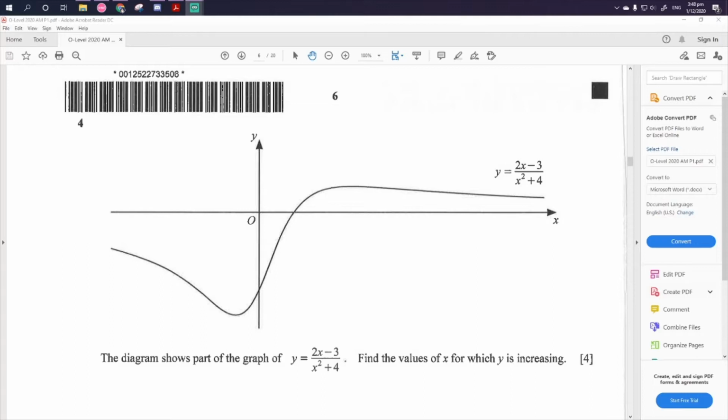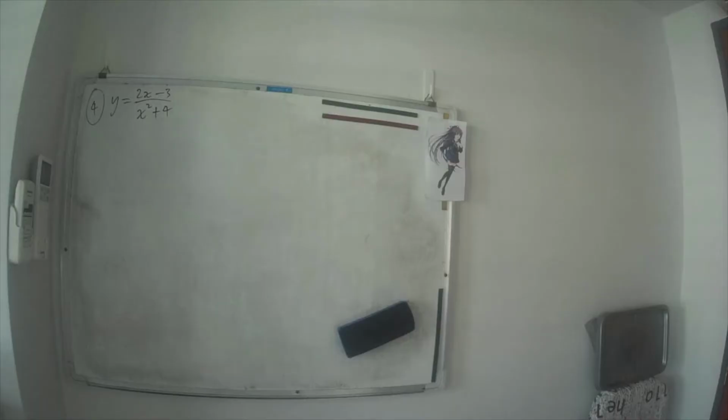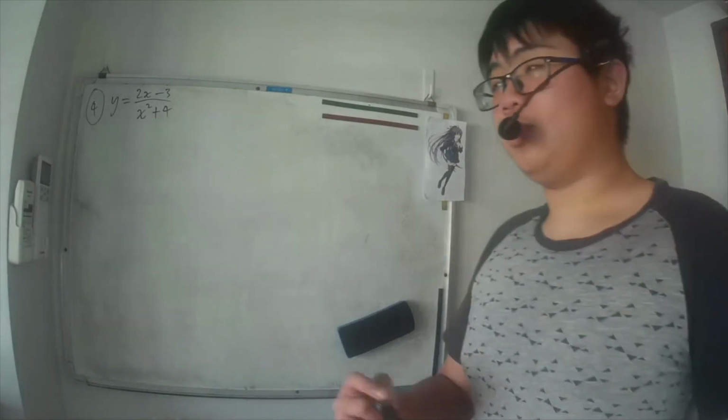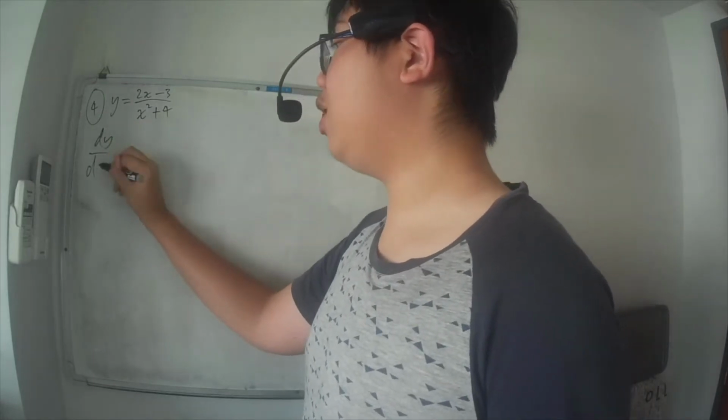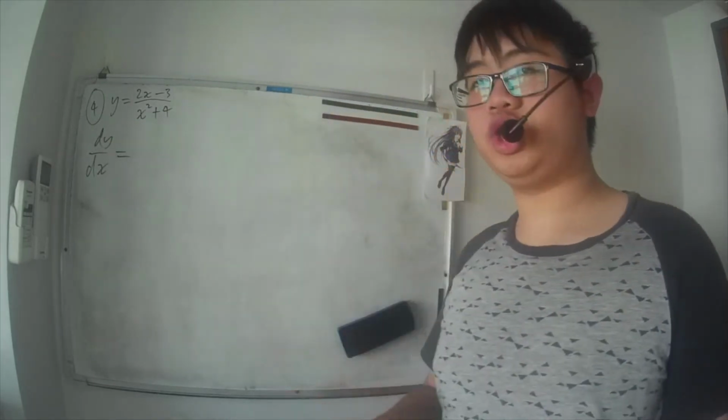Question 4. The diagram shows part of the graph of y equals 2x minus 3 all over x squared plus 4. Find the values of x for which y is an increasing function. So the graph is actually not useful to us at all, but that's okay. We're still going to figure this out. First, of course, we must find our dy dx. This is your quotient rule.